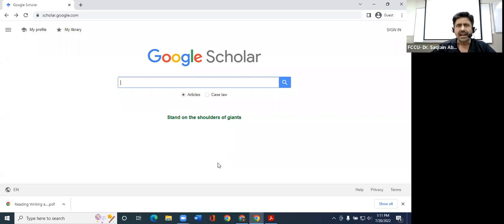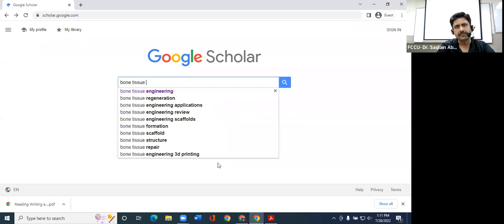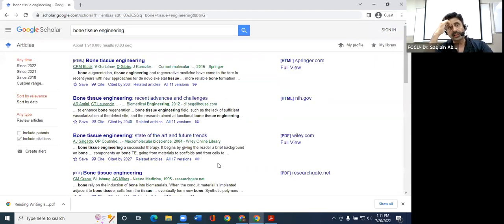So what I will do, I will use Google Scholar. First of all, I will put the words bone tissue engineering into Google Scholar. Now, Google Scholar is actually a part of the search engine. It is the portion that deals with scholarly research papers, books and all the literature, like Google Images, Google News and Google Videos. So this is scholar.google.com. I hope all of you are aware of this page.